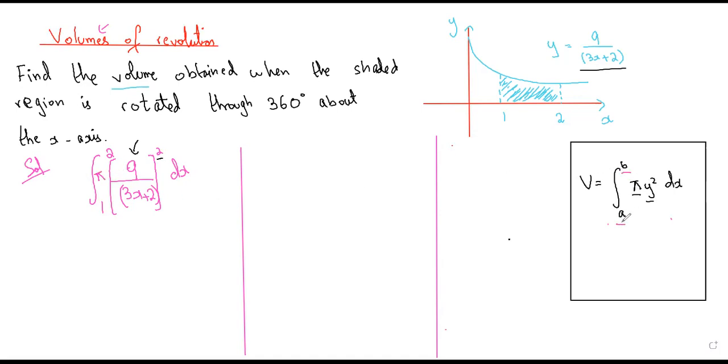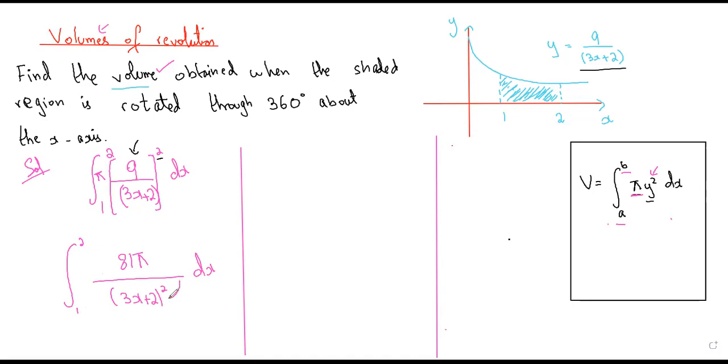So we need to do two further steps. We need to add pi and we need to square, and now we are in the form of integrating it. Now this integration would not give me the area under the curve, it would give me the volume. So let's try doing this question. It is from 1 to 2, 9 squared would be 81, pi multiplied as it is, divided by the denominator, which becomes (3x plus 2) squared, with respect to x. Now I need to integrate it.